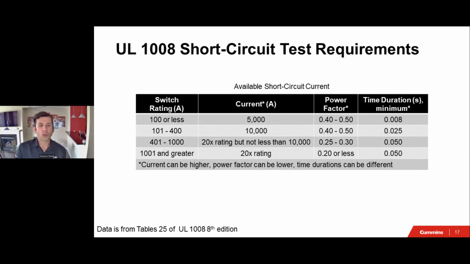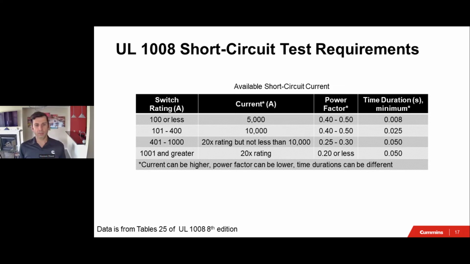Okay, so for the short circuit test requirements, like I said, UL 1008 outlines to us how you test the transfer switch and what kind of fault current you test to. So from table 25 of UL 1008, this is from the 8th edition, depending on the transfer switch rating, they dictate to us what is the short circuit that you test to at a specific power factor, and they list a duration. So duration is the time.